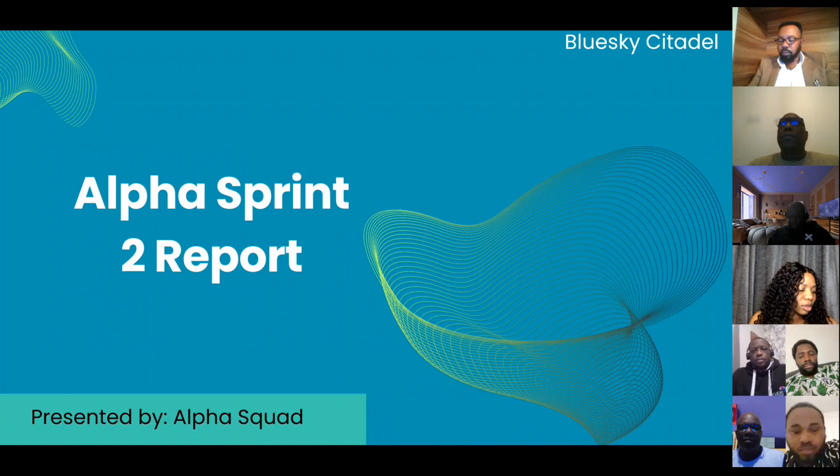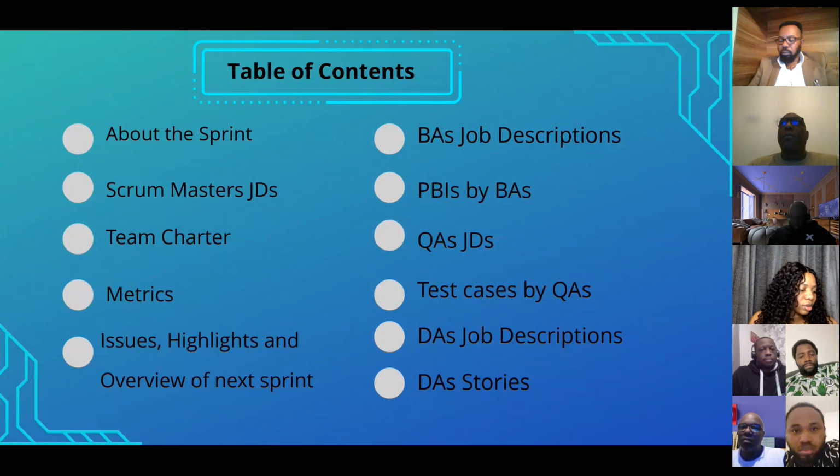Good evening, everyone. My name is Onome Etim, and I'm a Scrum Master on the Alpha team. And here is our Sprint 2 report. Next. So this is just a couple of things that we'll be discussing in this presentation.